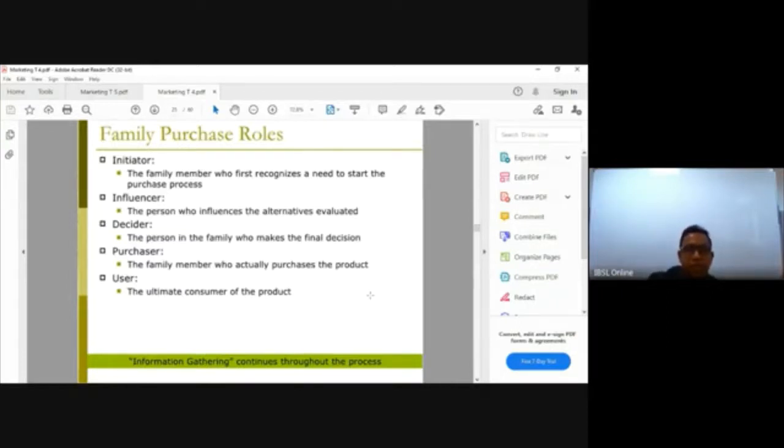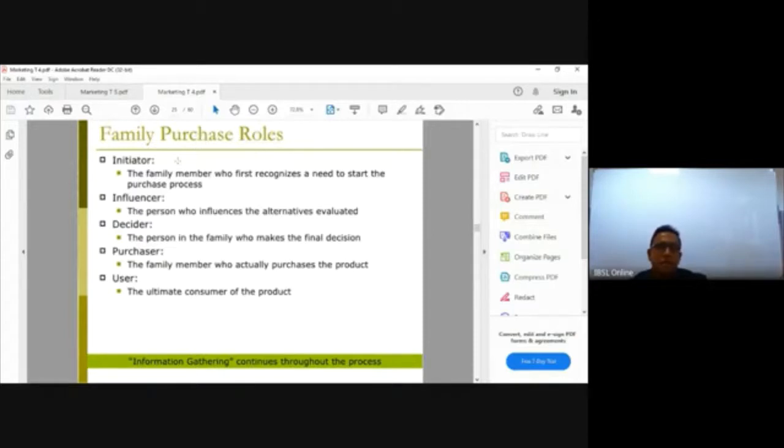Say if you want to buy a car, even if you have children, they will influence your decision to a great extent. If you want to buy some electronics, maybe a television or something, there will be a lot of influence coming from your family, especially younger children. So let's see how this family influence comes in. There are different roles that we identify here in a family.